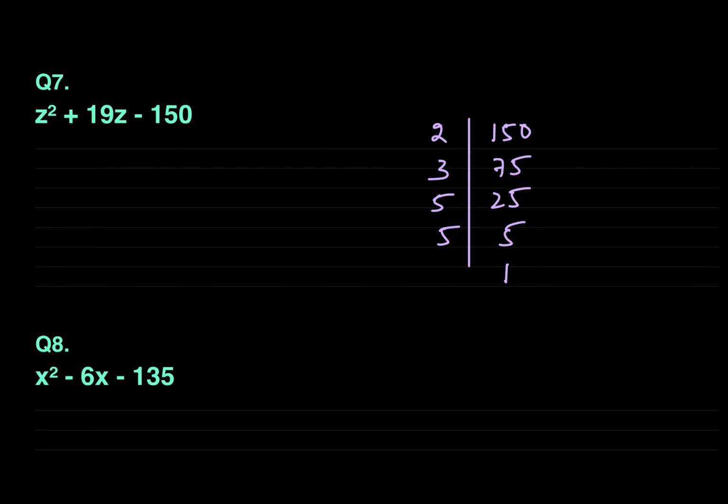First check whether you're getting 150, okay? 5 5s are 25, 25 3s are 75 and 2. Okay, we need 19. So either 25 and 6. Okay, guys, 25 minus 6 is 19. Great. So we got 25 and 6.